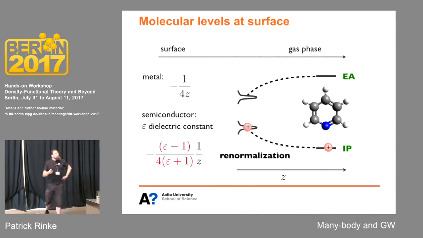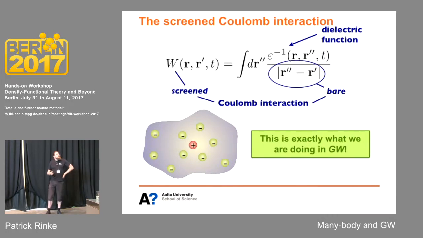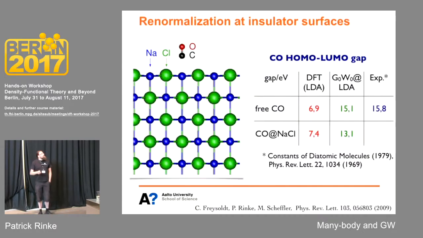So now we're in a good position because we have a theory of the dielectric function. We work with the screened Coulomb interaction W. So we should actually have a theory with GW that can capture this effect. Let me demonstrate to you that this is indeed the case. The example that we picked was CO on sodium chloride. If you do a DFT calculation for CO in the gas phase, you heavily underestimate the experimental value. And if you then do a GW calculation, you fix this.